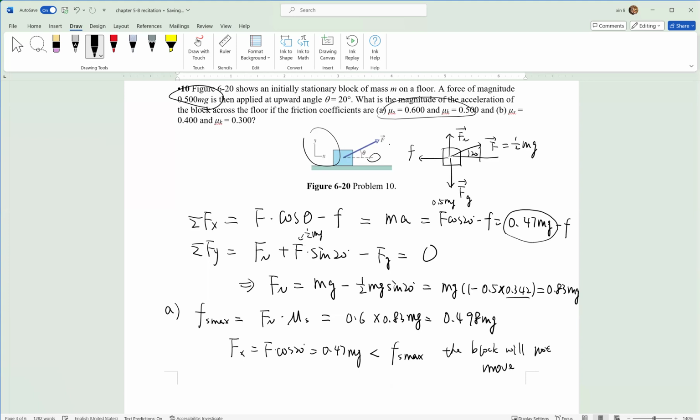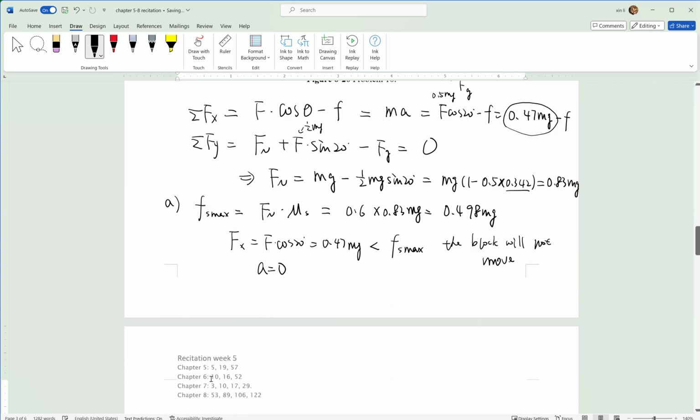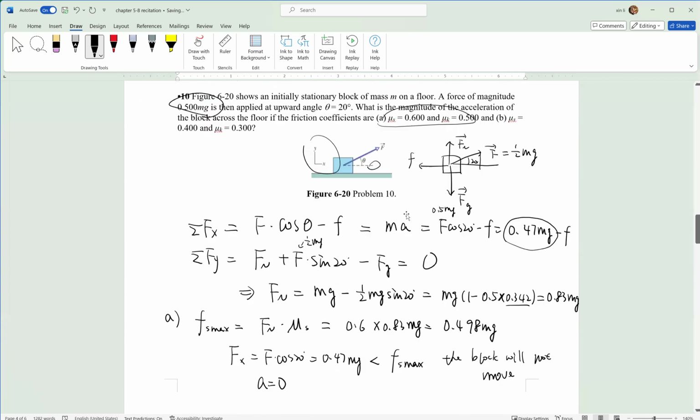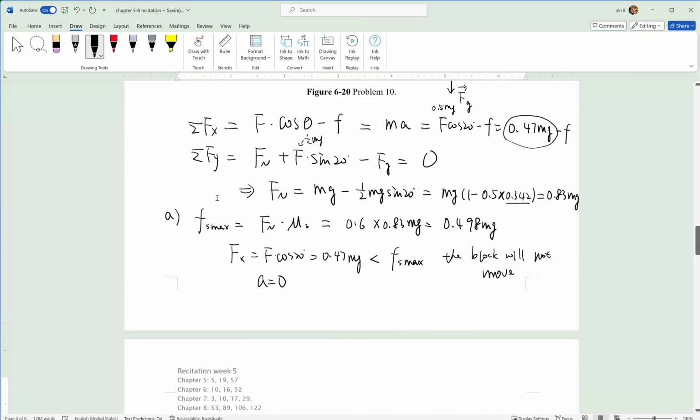Because it didn't overcome the maximal static friction, your acceleration will be 0. So your acceleration is 0 for part A. But part B is a little bit different. For part B, we are going to have our static friction coefficient, which is 0.4.